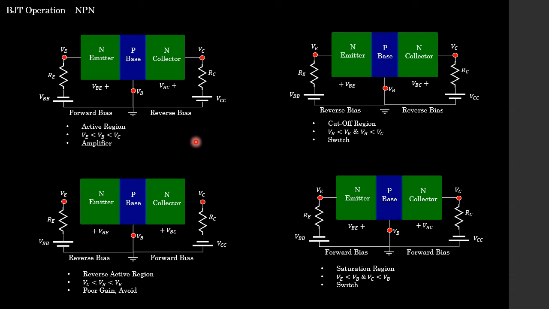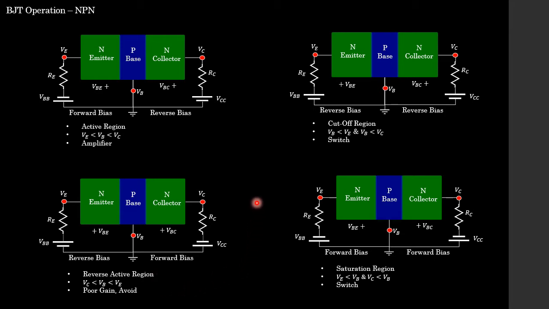And of course, to summarize for the NPN transistor, we can see the region that we're operating in, the condition that needs to be satisfied, and finally, what it is typically used for when it is in this region of operation. And we have four different ones: the active region, the cutoff region, which is a switch, the saturation region, which is also a switch, and the reverse active region, which we typically avoid because of the poor gain.